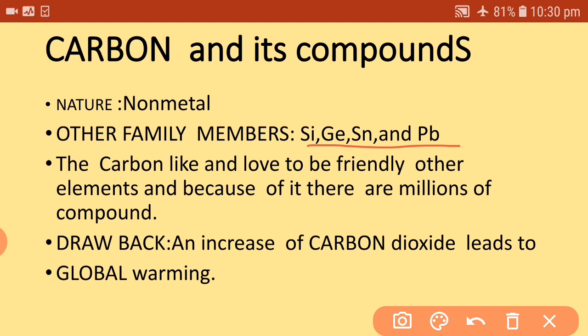The very important drawback of carbon in the form of carbon dioxide is that if it increases in the earth, it leads us to global warming.